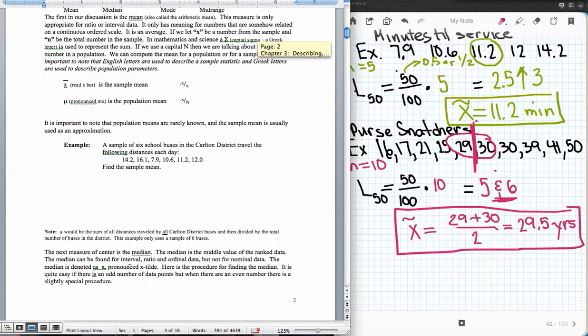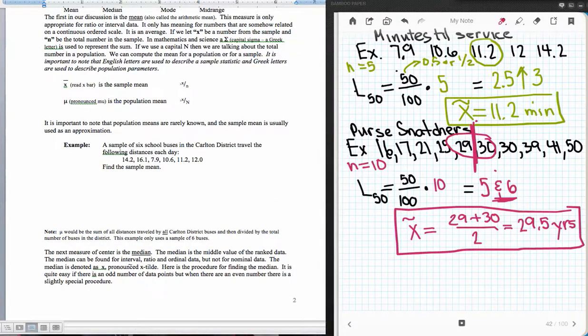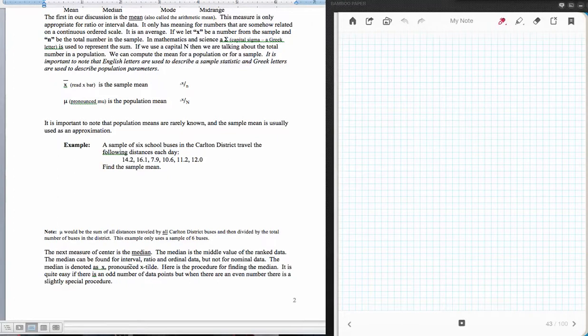Now we all know what a mean is. We all know that a mean is an average. So we may not have heard it called a mean before, but we all know what an average is. So a mean is an average. And an average is just meaning that we add everything up and we divide by the number of things we have. So in statistics, we have notation for the mean, and we have two different notations.